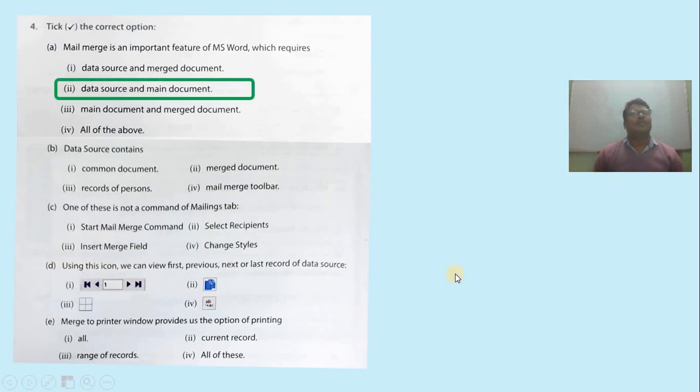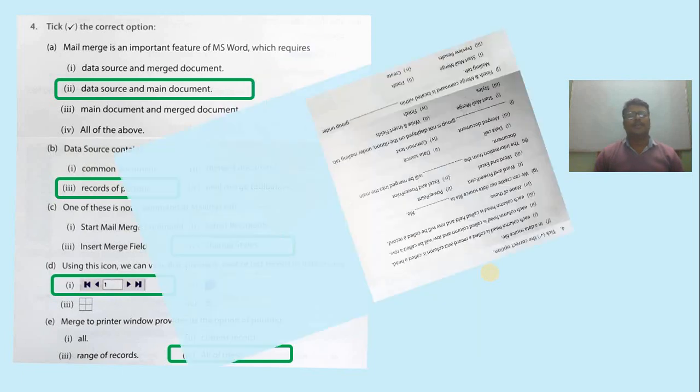Now question number 4, the MCQ. Mail merge is an important feature of MS Word which requires a data source and main document. Data source contains records of a person. The one of these that is not a command of the Mailings tab is Change Style. Using this icon we can view the first, previous, next or last record of the data source. The Merge to Printer window provides us the option of printing all, current record, or a range.